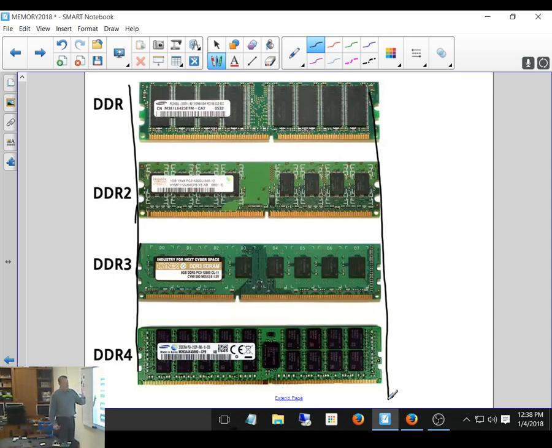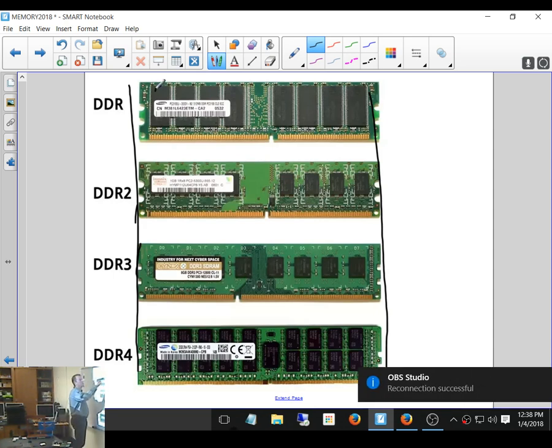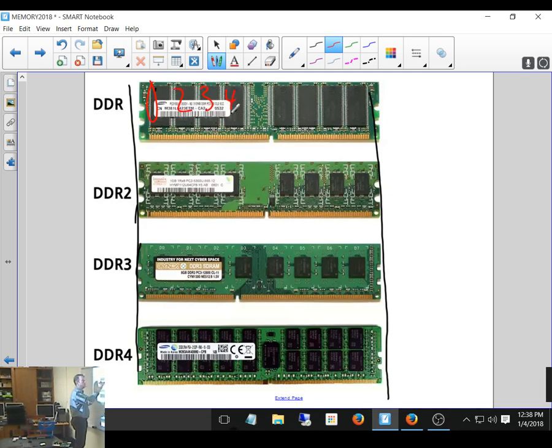But all of these pretty much have 1, 2, 3, 4, 5, 6, 7, 8 modules of memory on them. Why do they have 8? Don't look at this one because that's something else. But all of them have pretty much 8. Why 8?